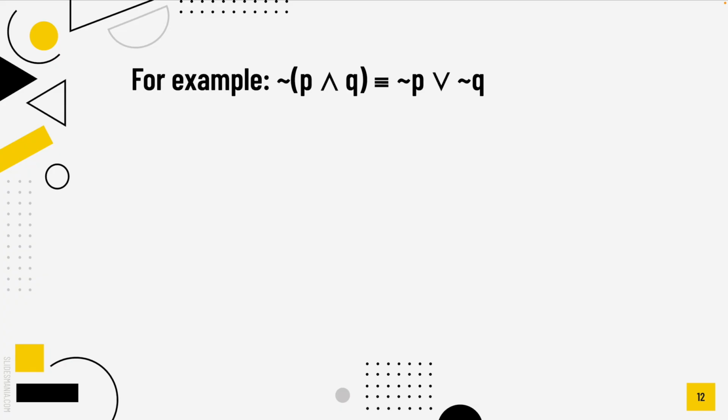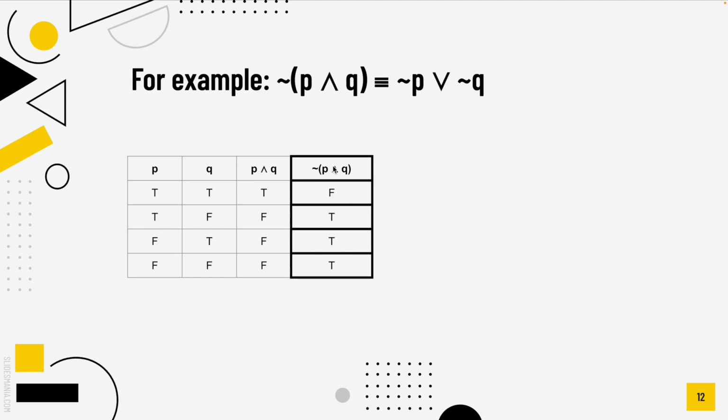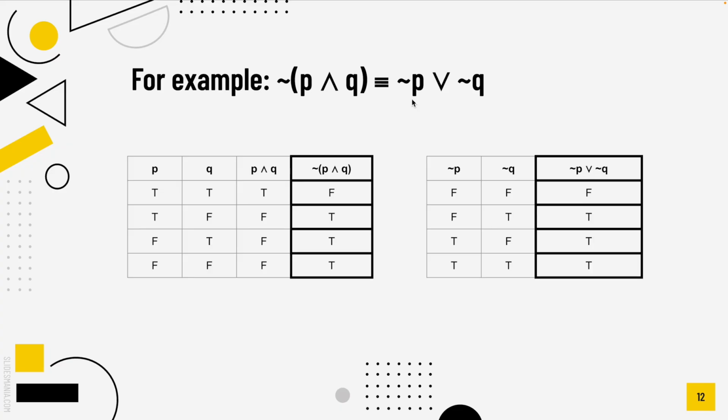Okay, and let's take a look at proving that with the truth table. So if I have P and Q, I'm going to find P and Q and then take the not of that, so switch it. And if I take not P and not Q and find or of those two columns, I also end up with the same result.